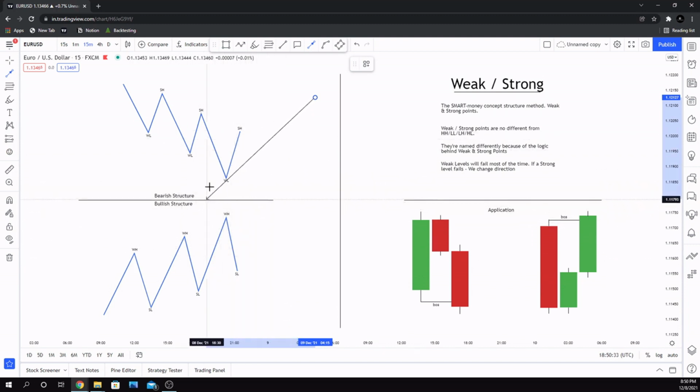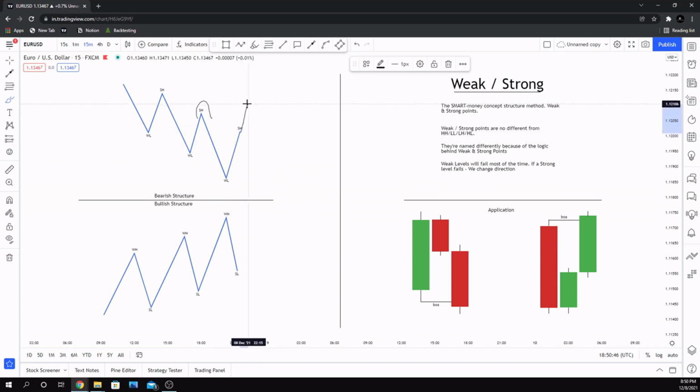Initially, touching again on the bearish side of things, if a strong high gets taken out, then our expectation goes from bearish to bullish. So if I'm just taking my brush tool here, if we take out this strong high, our expectation goes from bearish to bullish. We now expect strong lows to be made and weak highs. So we then expect bullish trends.